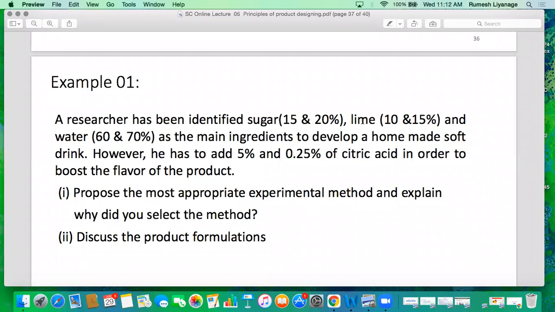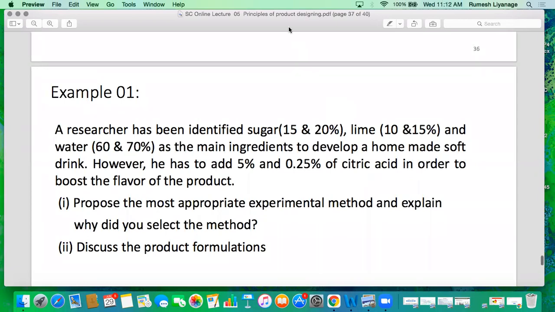So how many factors are there? 1, 2, and 3. 3 factors, and how many levels? At what levels? Give me the answer.